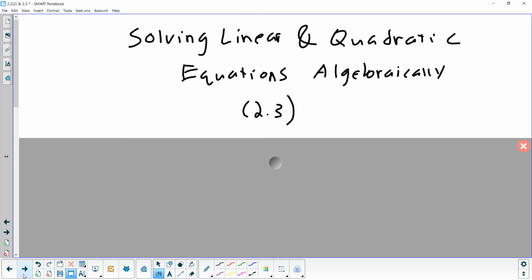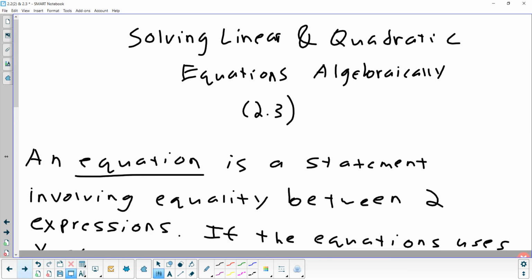All right, so 2.3. This is on solving linear and quadratic equations, mostly algebraically. So we're not going to be using the calculator as much in this section. But just a reminder of a few things from Algebra 1, what an equation is.